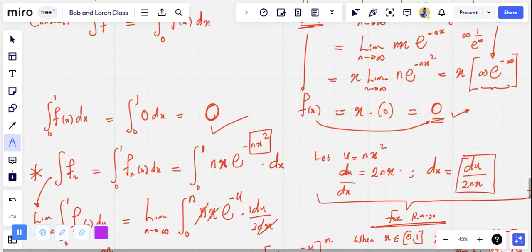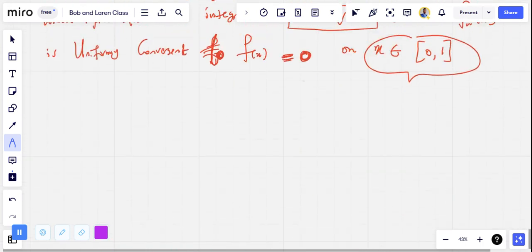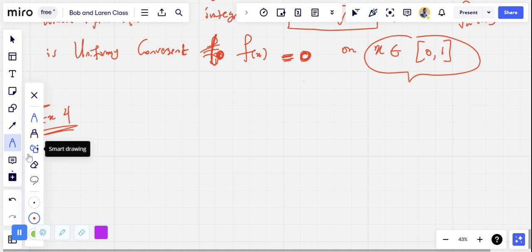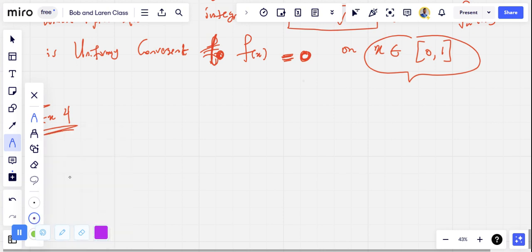So let's take another example, which is example 4. I think we still have enough time to do that. Okay, let's take example 4. I have to change the color for this one. Let me change it to this color here. Example 4.